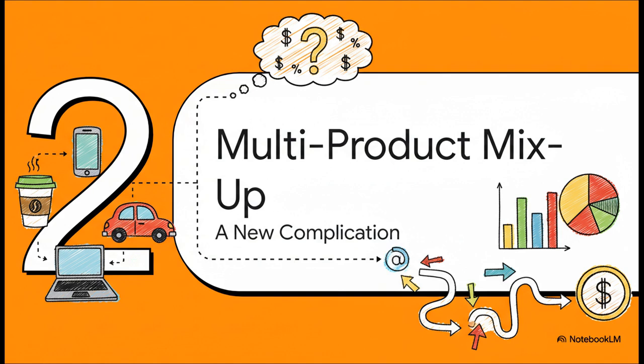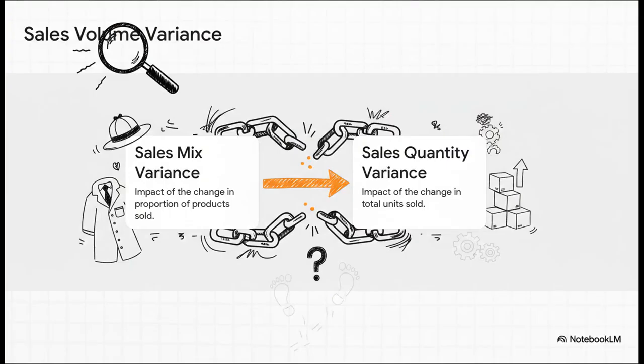analysis opens up. You see that sales volume variance we just calculated? Well, it turns out it's actually hiding two different effects rolled into one. We can split it one level deeper into what's called the sales mix variance and the sales quantity variance. And this, my friends, is where the real detective work begins.